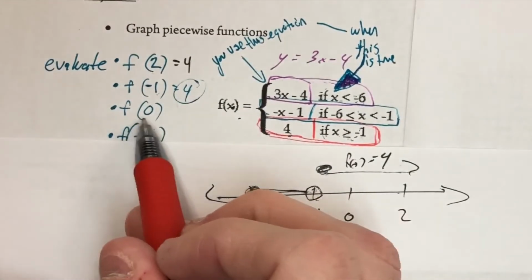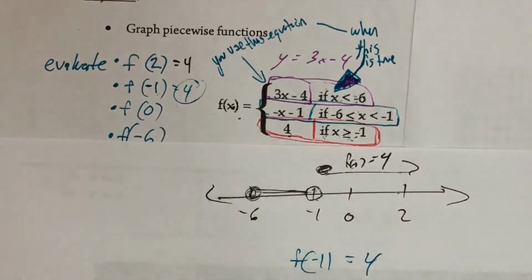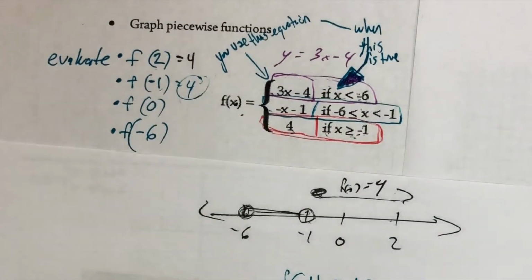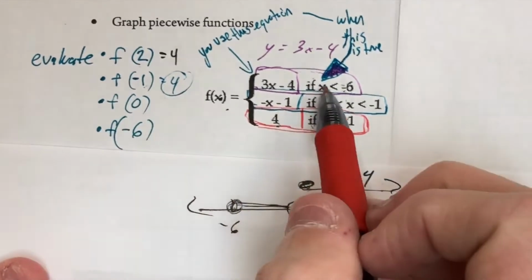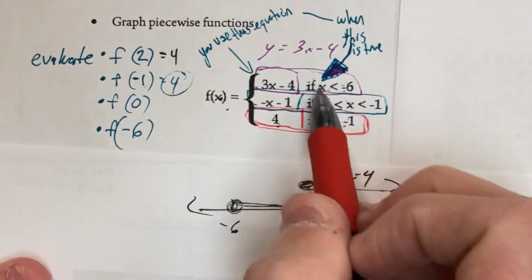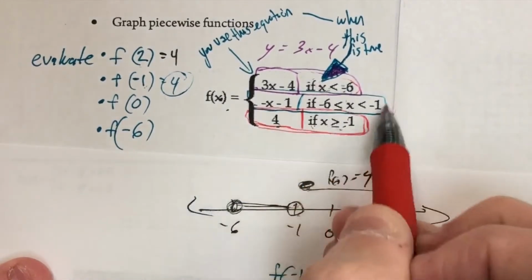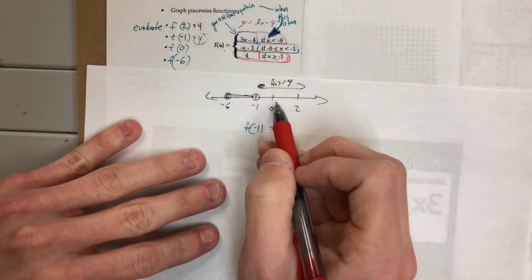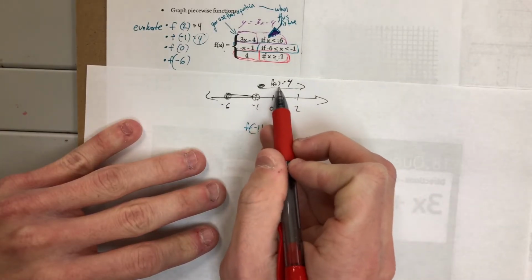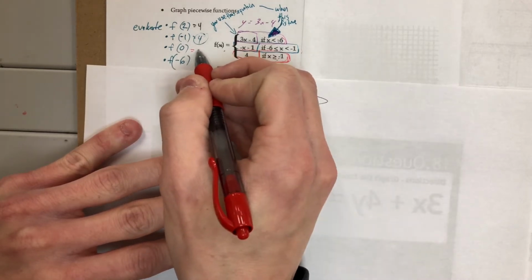You guys try this one. See if you can get f of 0. Okay, you should have first tried to see where 0 falls. Does it fall in this area, or does it go between here, or does it go in this one? So I hope you were able to see it definitely is this one again, and it's going to be 4.